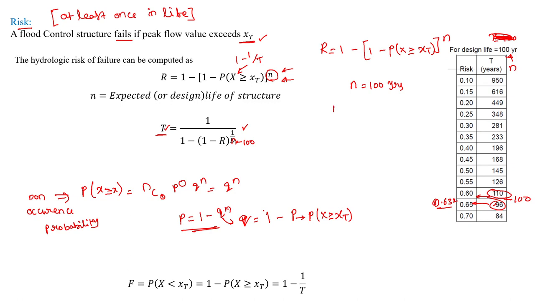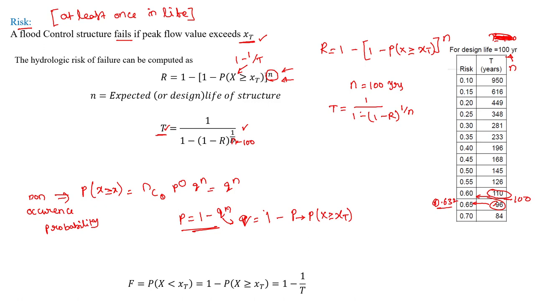Now we know this equation: T equal to 1 by 1 minus 1 by r whole power 1 by n. This is a relation we get by interchanging these terms. Now let's imagine.